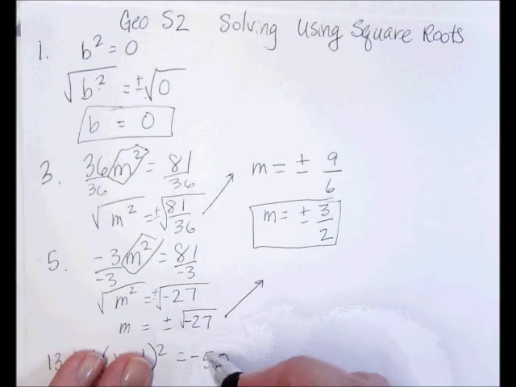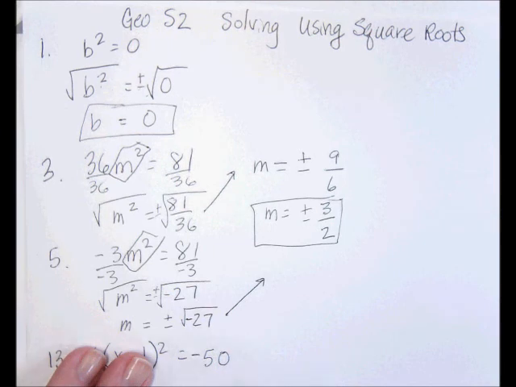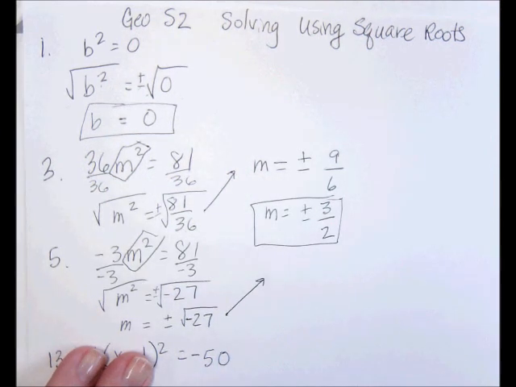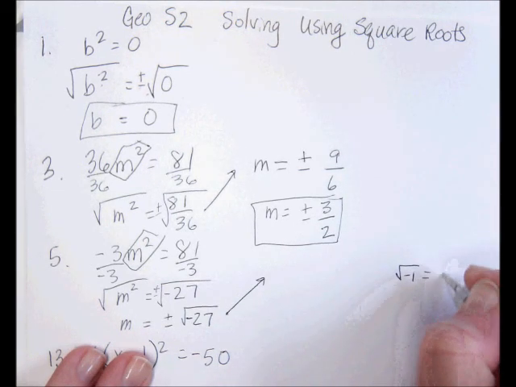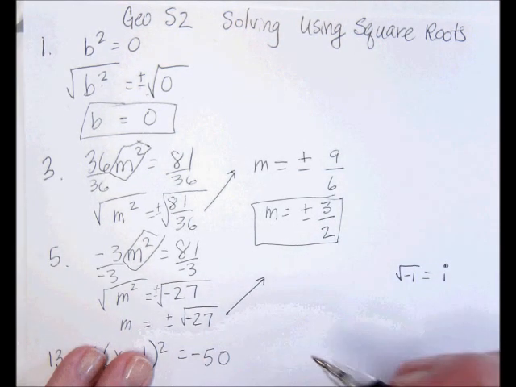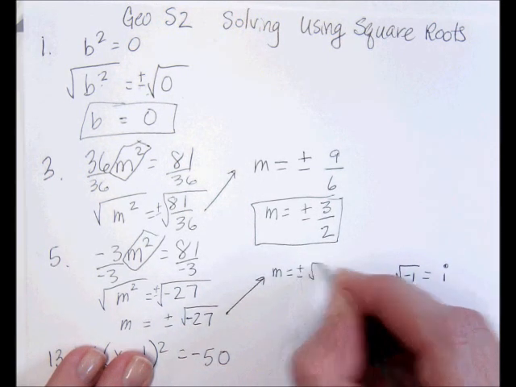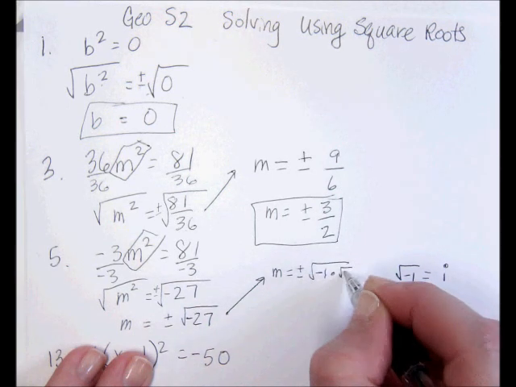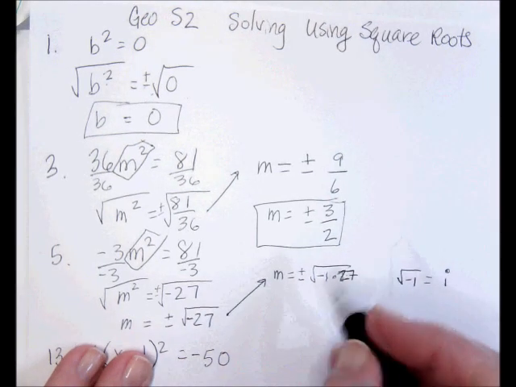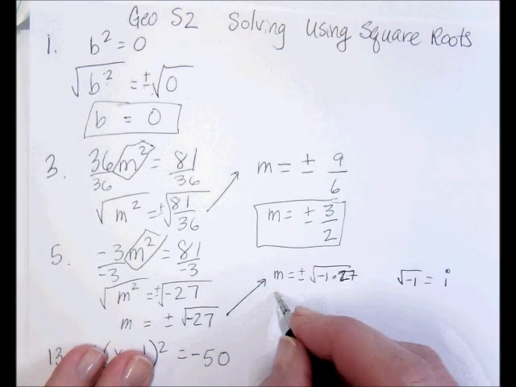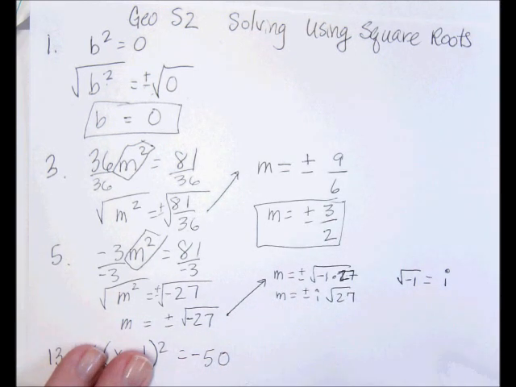Now, this gets a little bit funky because I have a negative number. And if you plug this into your calculator, you cannot calculate the square root of it. But we learned before break that the square root of negative 1 is i. So automatically, I can think of this as m is equal to plus or minus the square root of negative 1 times 27. Okay, so the square root of negative 1 is going to be i, plus or minus i, and I'm left with 27 underneath the radical.